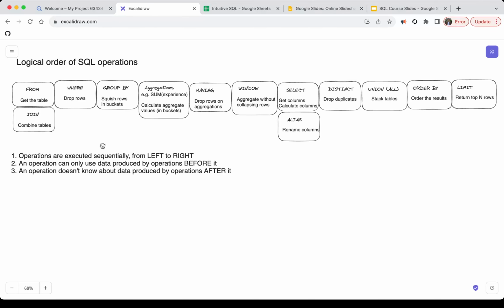Now, you may be wondering why there are these two cases where you actually see two components stacked on top of each other. That being from and join, and then select and alias. These are actually components that are tightly coupled together, and they occur at the same place in the logical ordering, which is why I have stacked them like this.